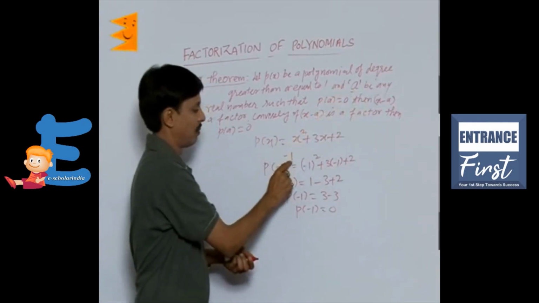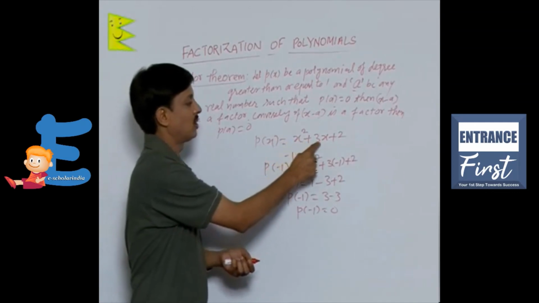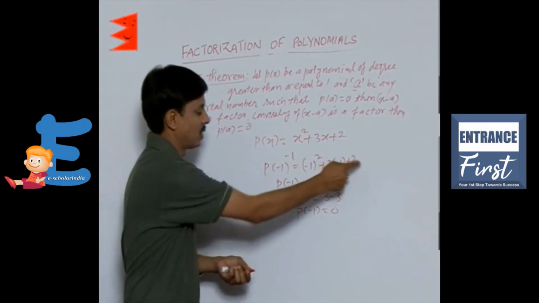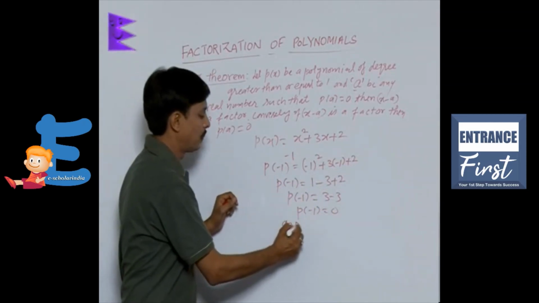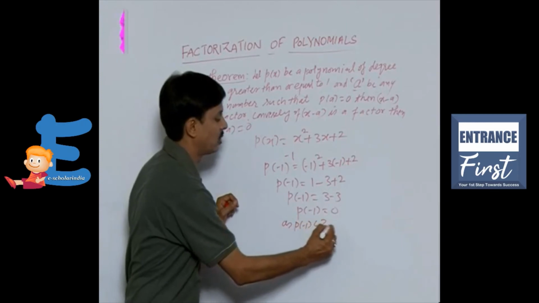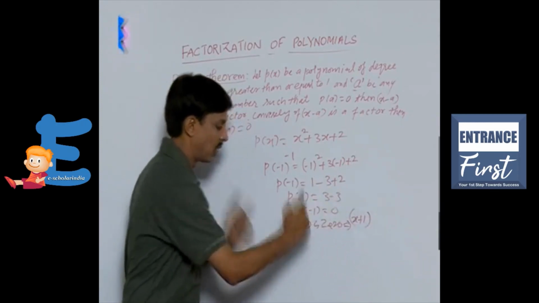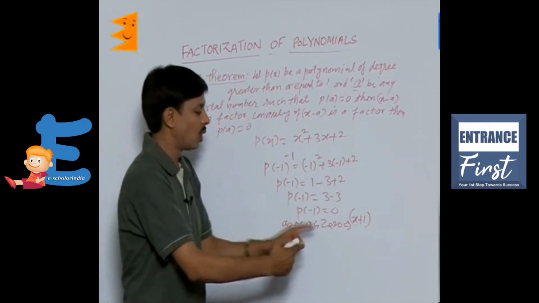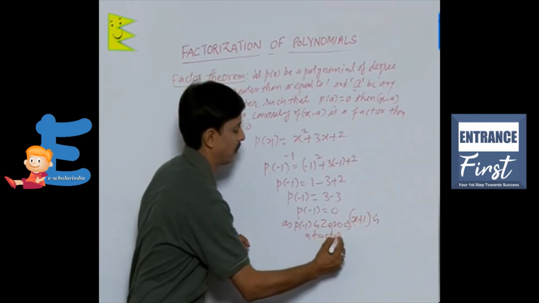A, b, any real number. Minus 1 is that real number. The polynomial is x square plus 3x plus 1. It is a polynomial of degree greater than 1. P of minus 1 is coming 0. It means that as p of minus 1 is 0, what implies that? x plus 1, because the remainder is coming 0 at minus 1. So x plus 1 is a factor.